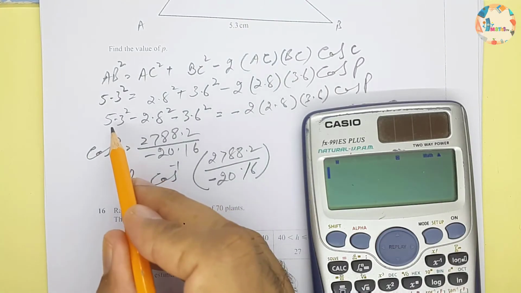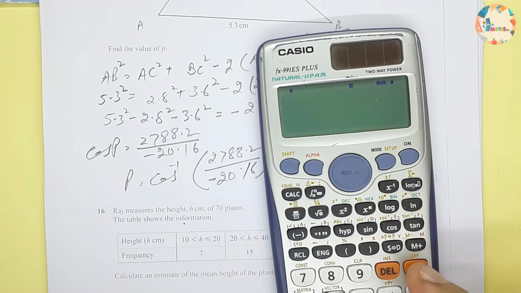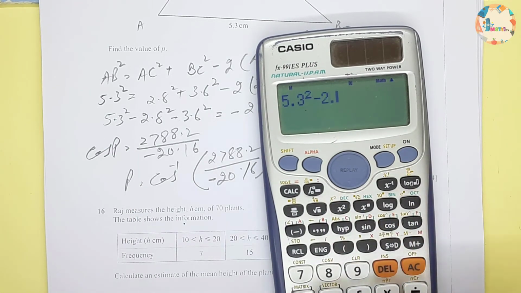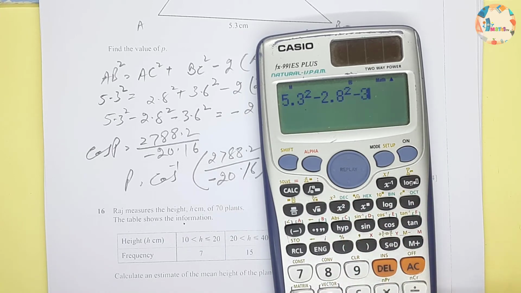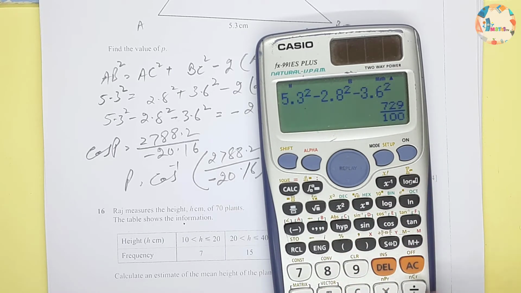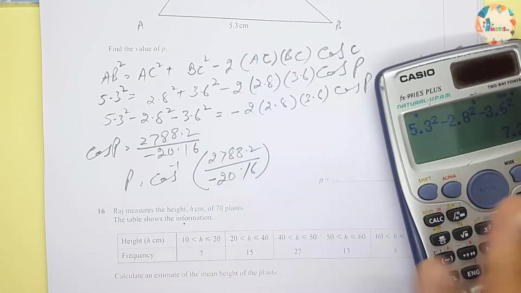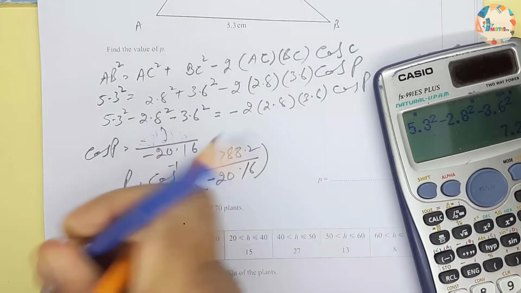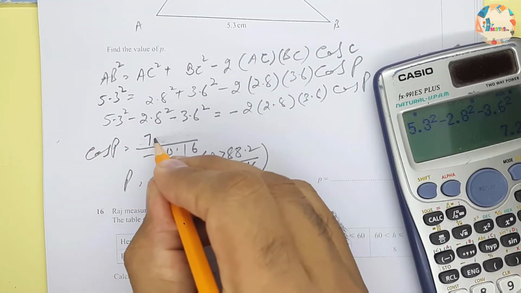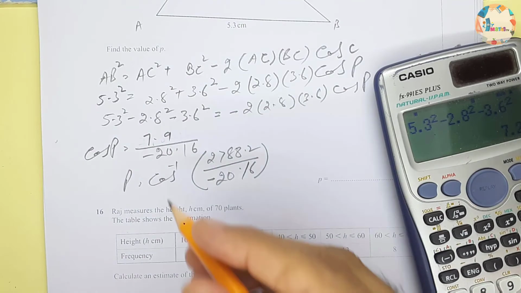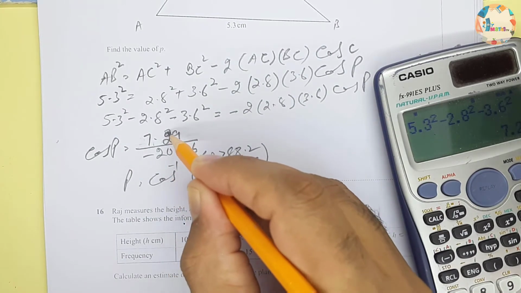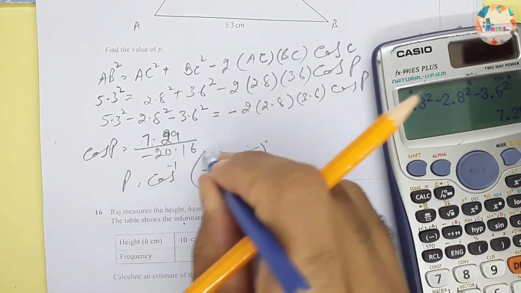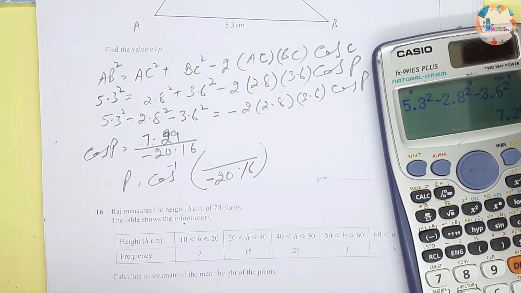So if we recheck this calculation, I think we have made a mistake. 5.3 squared minus 2.8 squared minus 3.6 squared is equal to 7.29, and we had written something else, so we'll just write 7.29 here. Now this will be fine. We will change this as well.